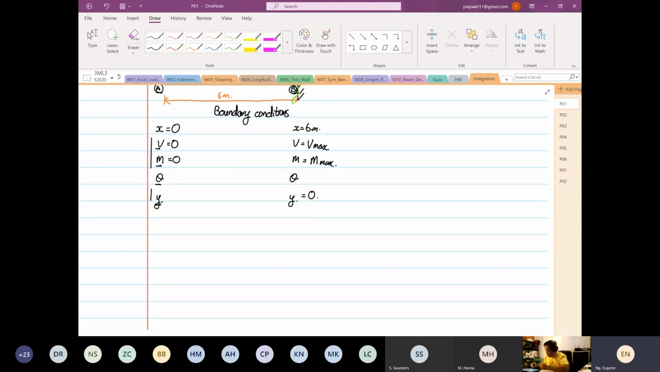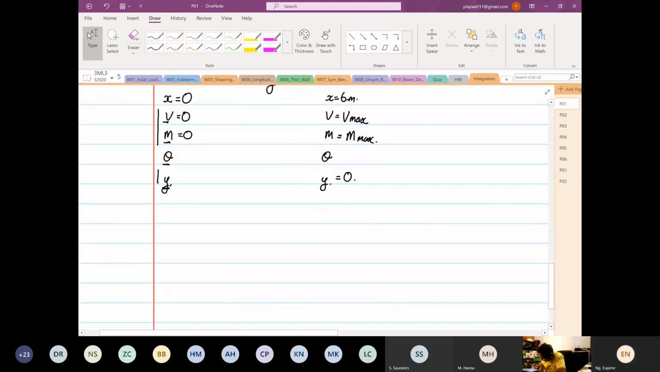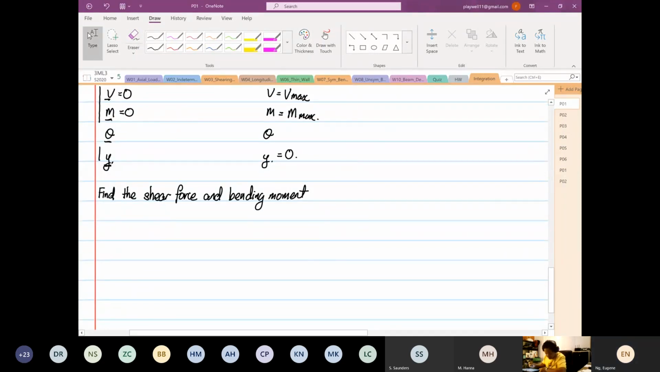Okay. So the first thing that we have to do when applying the integration method, but let's see what we're trying to achieve first. Okay, so we're going to find the shear force. We will find the shear force and bending moment equation using the integration method.